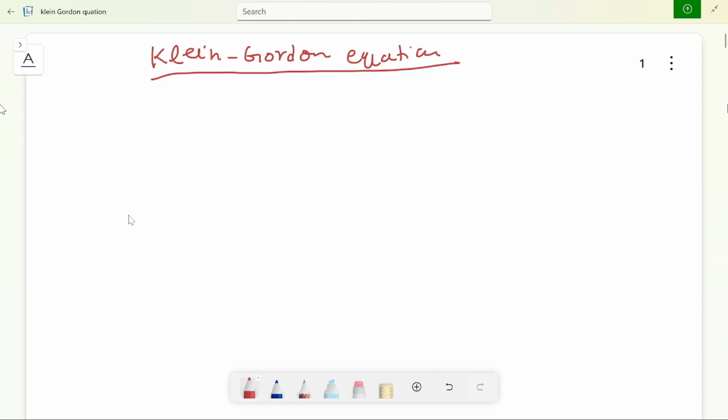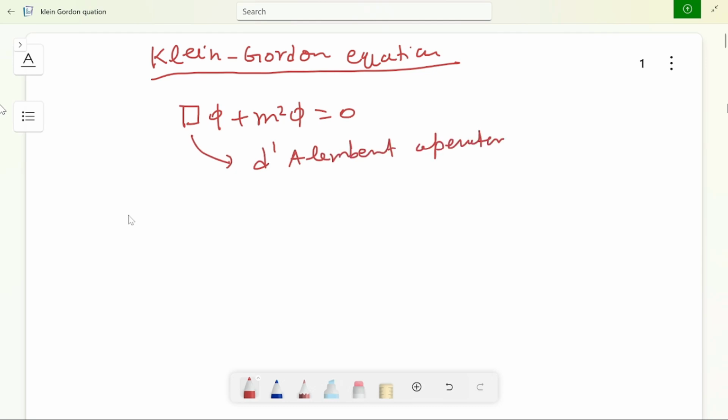Hi, in this video we are going to talk about the Klein-Gordon equation and the Klein-Gordon field in general. So the Klein-Gordon equation is given by this, where this box operator is known as the D'Alembert operator, and we are going to talk about this operator in detail later on in this video. But let's talk about this equation for a bit now.